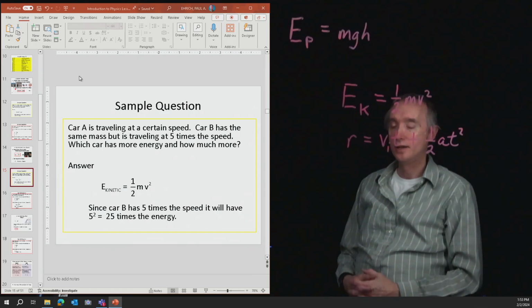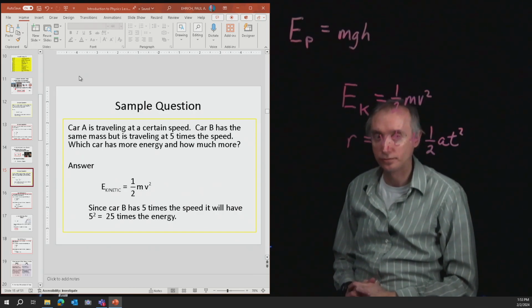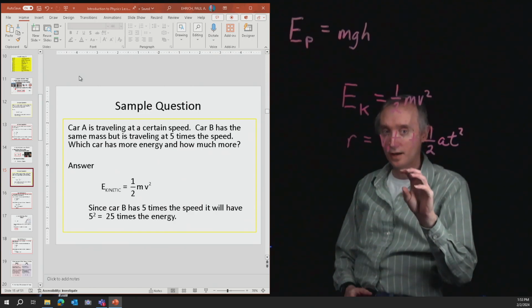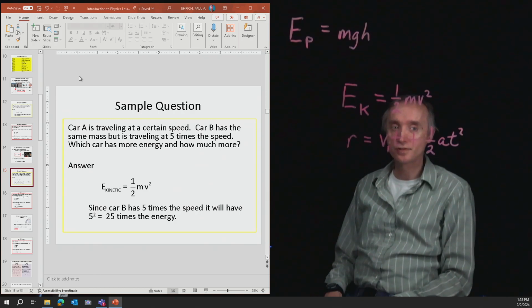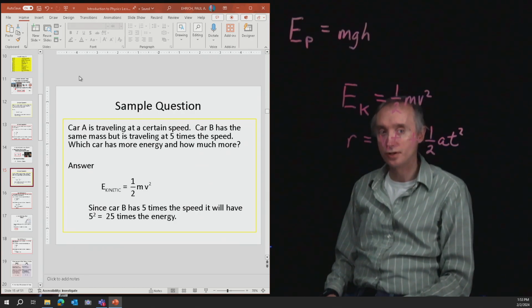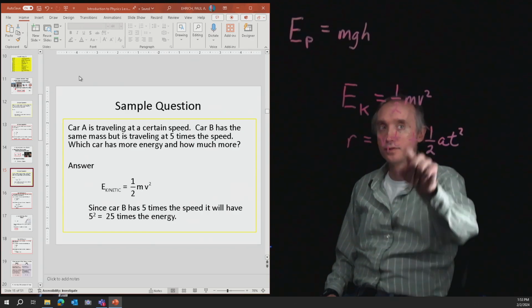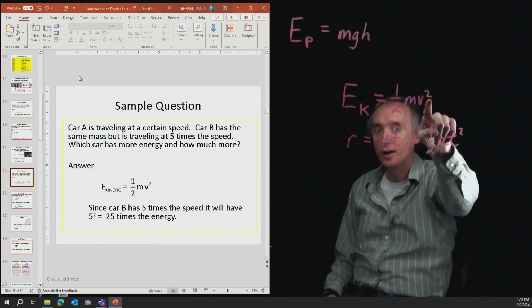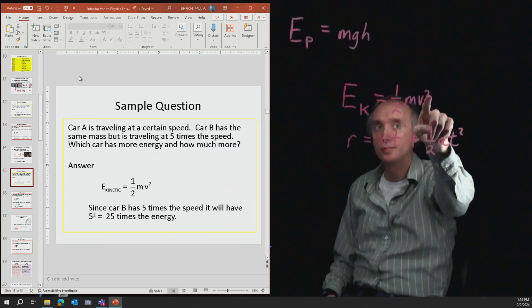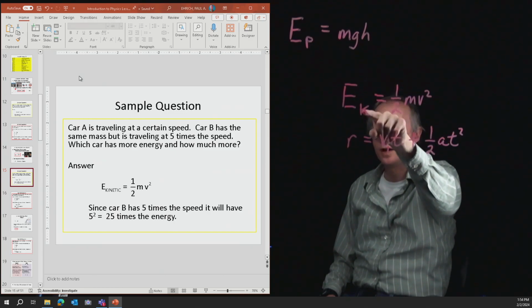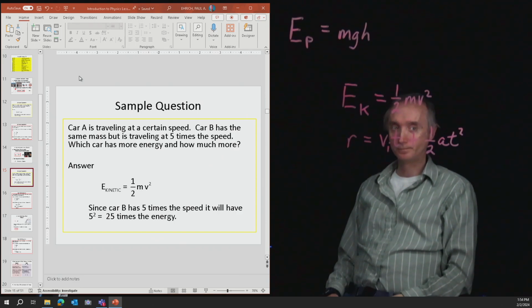Now, I bet you that if I had asked you that question before I had shown you the equation, you would have said 5 times the speed, 5 times the energy. No, that's not true. Because what do you have to do to the speed? You've got to square it. So it's not going to be 5 times the energy. It's going to be 5 times 5, or 25 times the energy.